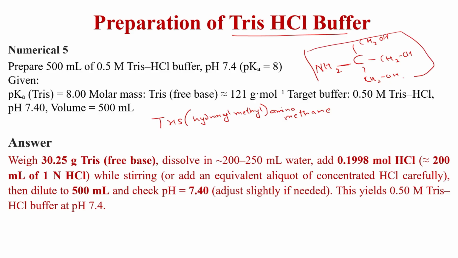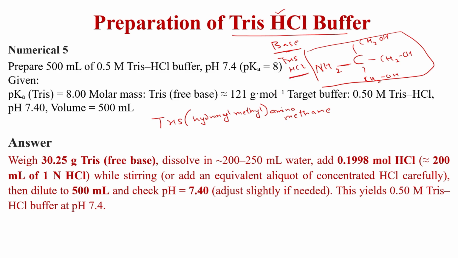Okay, and Tris-HCl is extensively used in the biochemistry and molecular biology field, especially for maintaining the pH of solutions containing nucleic acids. Okay, so this is mainly used in the molecular biology and biochemistry field. Now here Tris is a base, and if Tris is allowed to react with HCl, we will have Tris-HCl, which will be the acid.